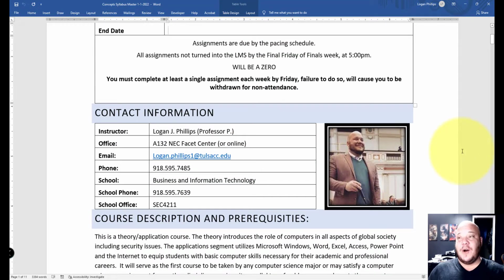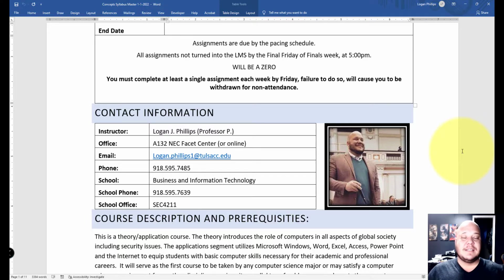Now, assignments are due by the pacing schedule. On your Blackboard website, after this video, you'll have a walkthrough of your pacing schedule that shows when assignments are due. So each module is due by a certain due date. On your announcements page, the very first sticky announcement is the exact due date of each of those modules.